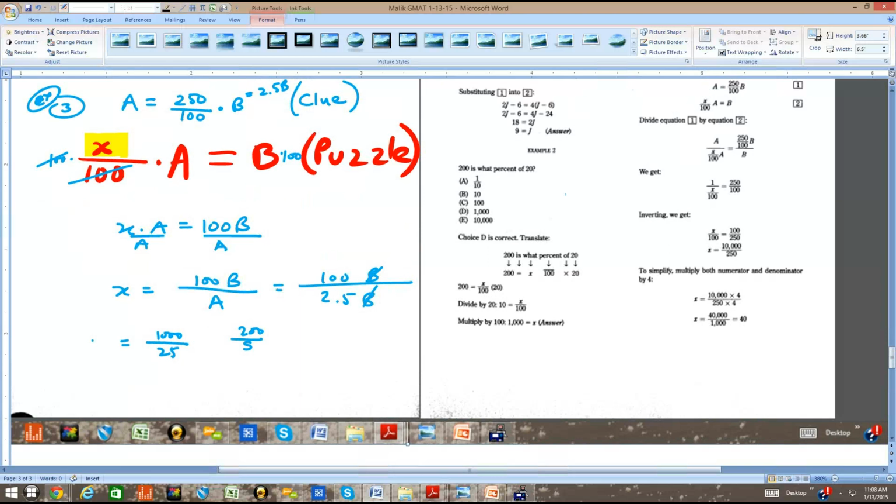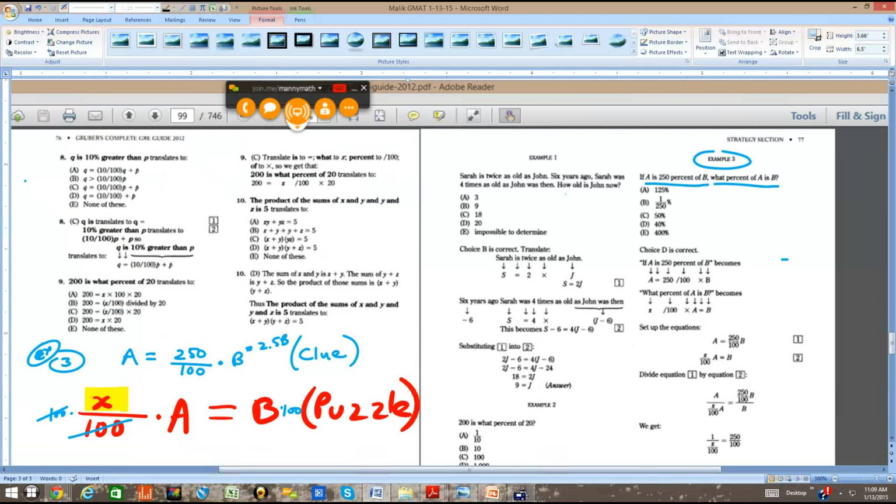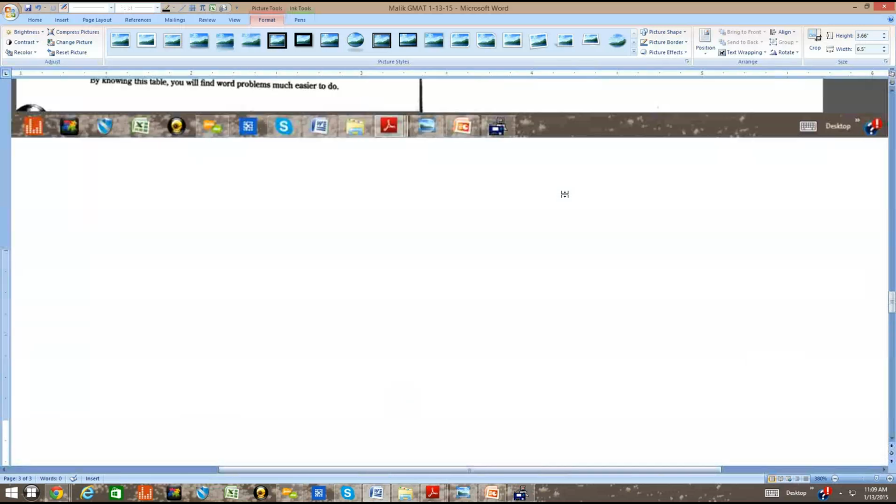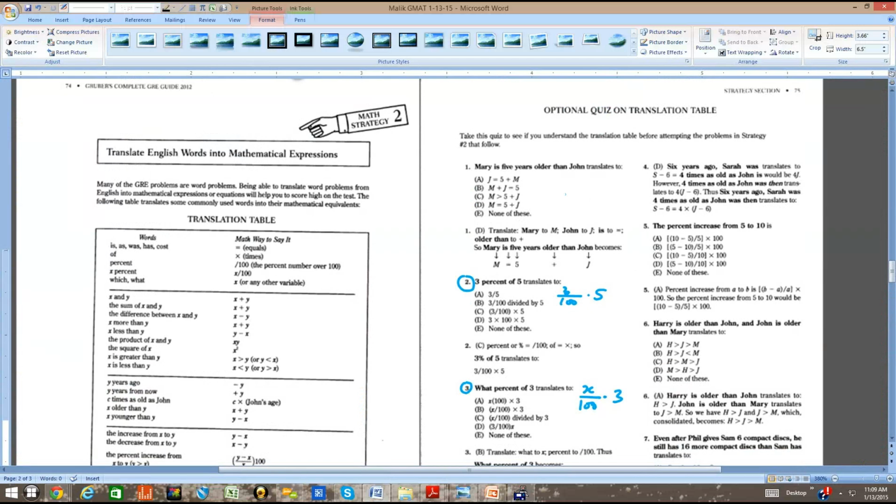You can see right away, and then you divide it and it's 40. The answer is 40. So the question is not hard, just the translating is kind of weird. So if you know the translation table, it's very simple with these kinds of word problems. Next technique I want to show you is with question number 1.